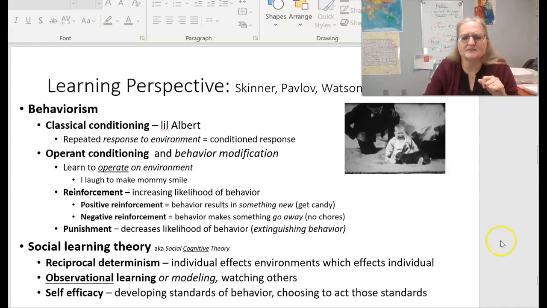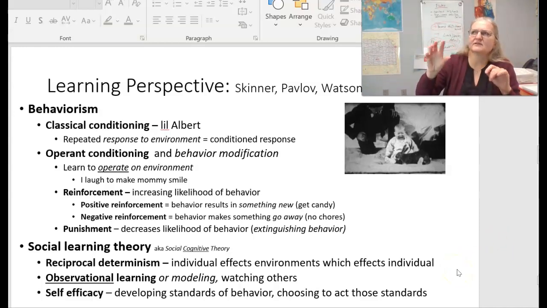Another one is that I think differently about myself in response to something in the environment. There's a couple chapters down the road, but the key here about social learning is that the environment causes me to think a certain way. Observe, that's the key. The environment causes me to think a certain way. So here's another important term.